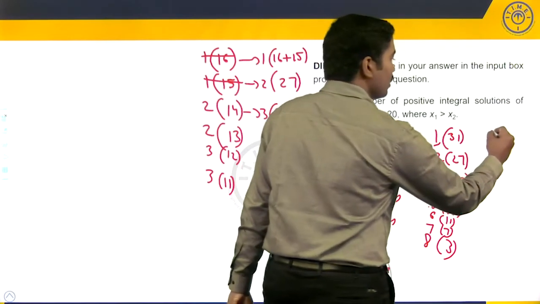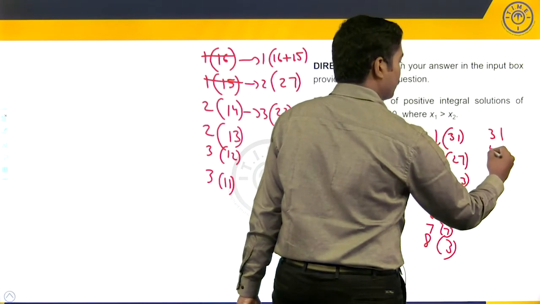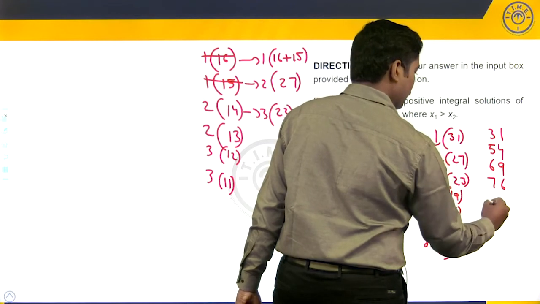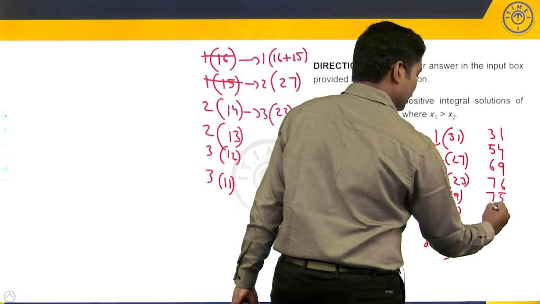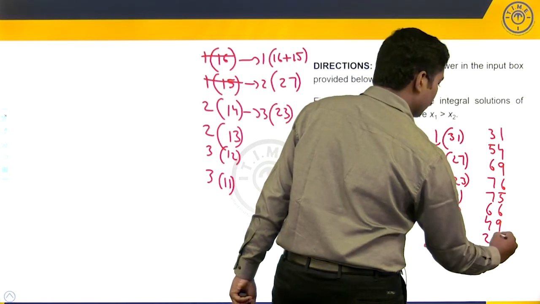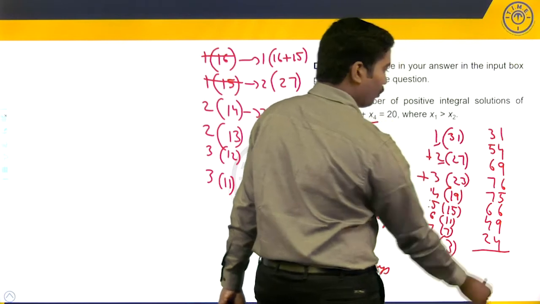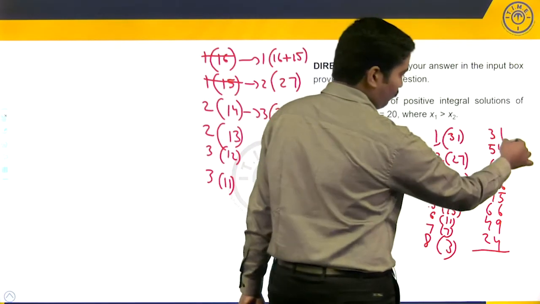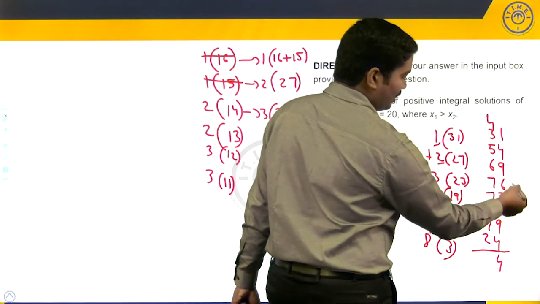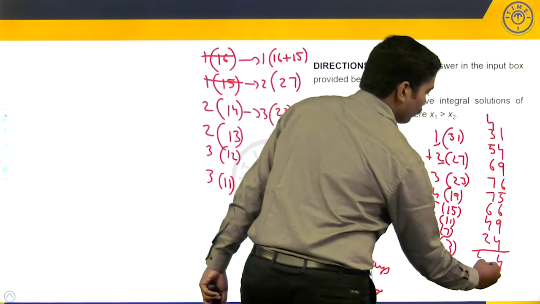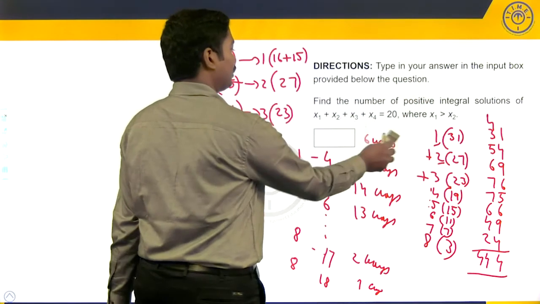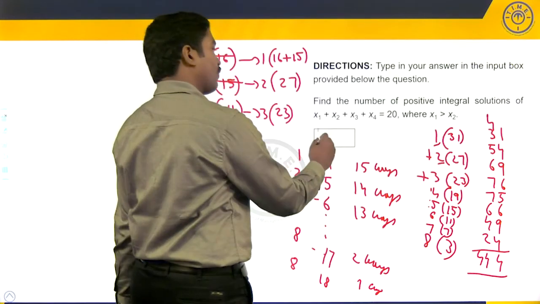So the values would be 31, 2 27s are 54, 3 23s are 69, 4 19s are 76, 5 15s are 75, 6 11s are 66, 7 7s are 49, 8 3s are 24. If we add the whole thing, we'll get 10, 14, 20, 25, 31, 40, 44. This is 4 here. 7, 12, 18, 25, 32, 38, 44. 444. The number of solutions to this whole thing will be 444.